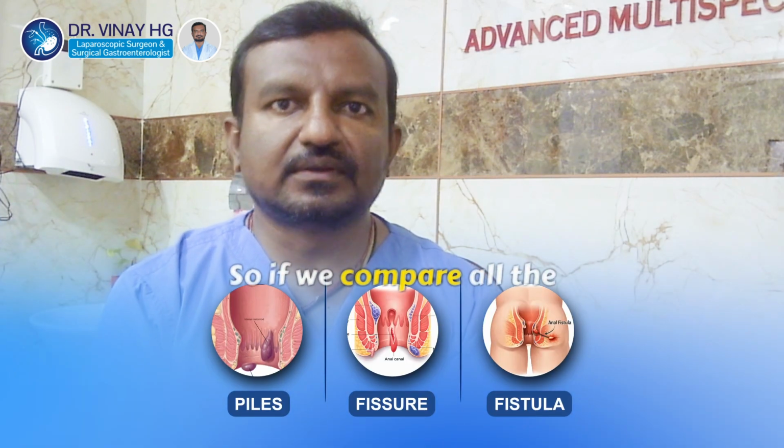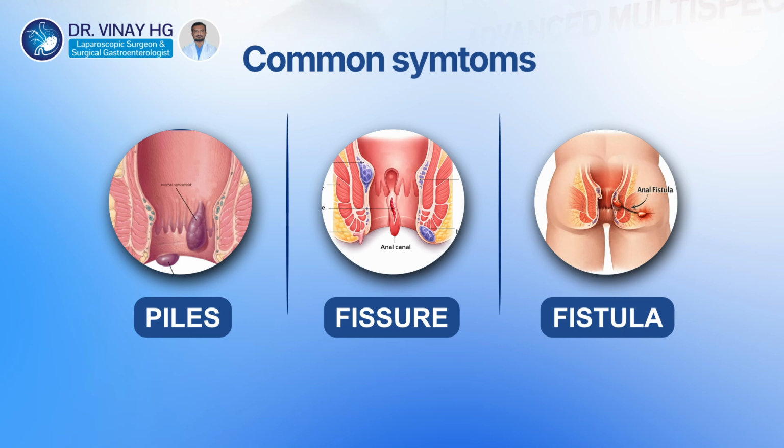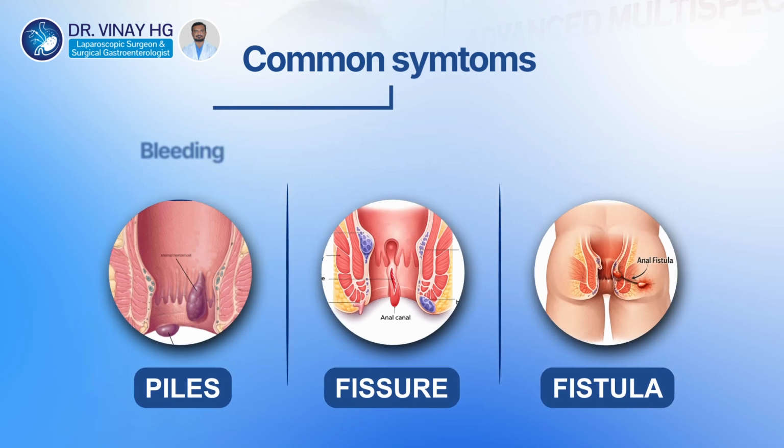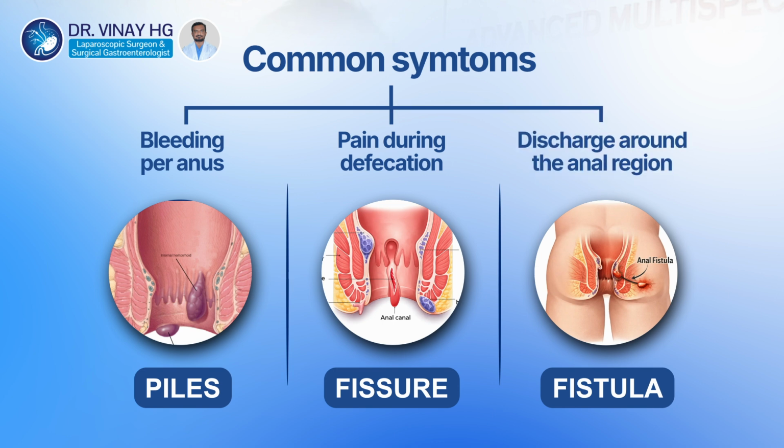So if we compare all three conditions, the commonest or dominant symptom of these three is, for piles, bleeding per anum; for fissure, pain during defecation; and for fistula, pus discharge around the anal region.